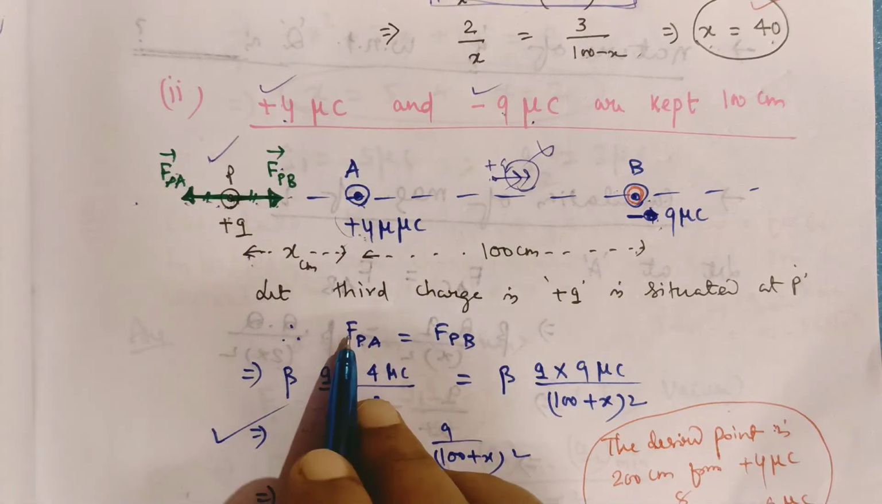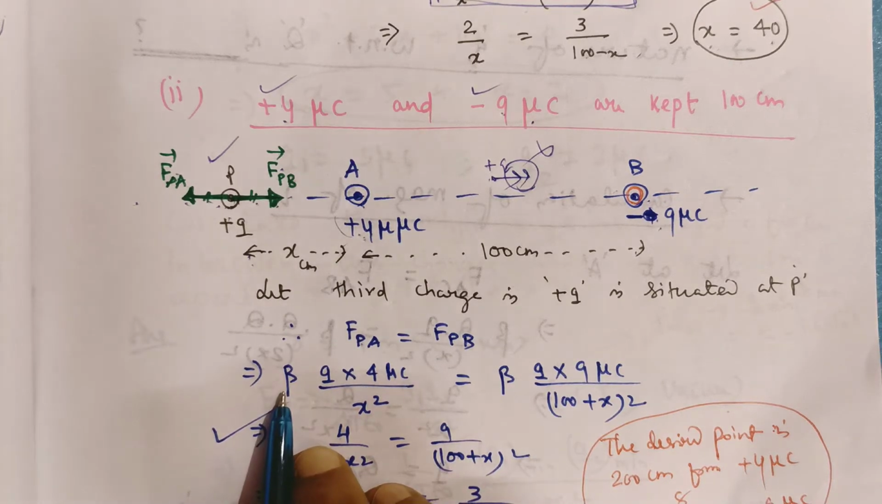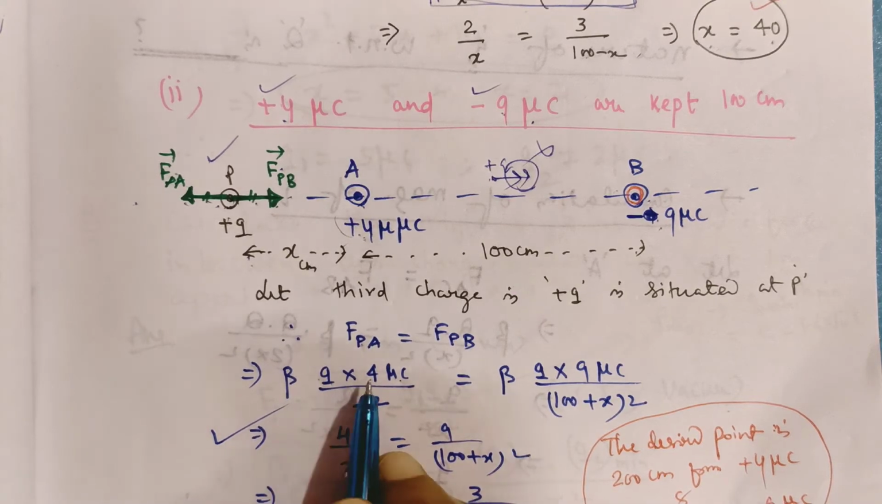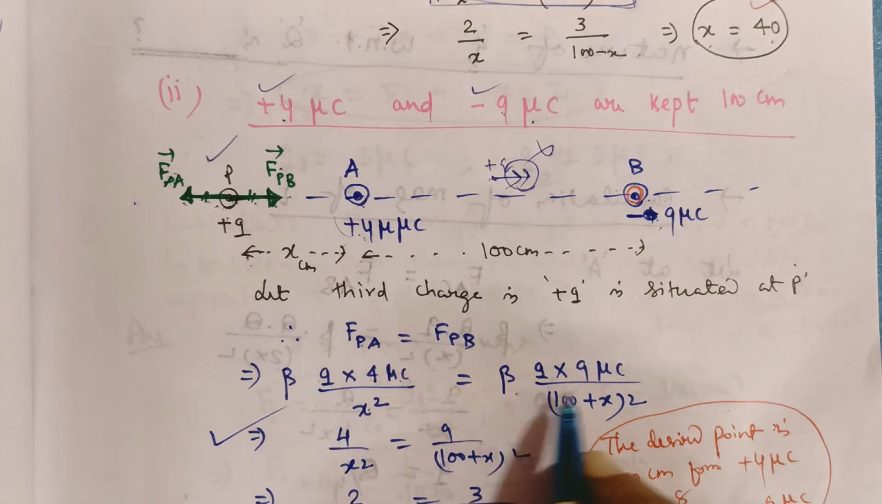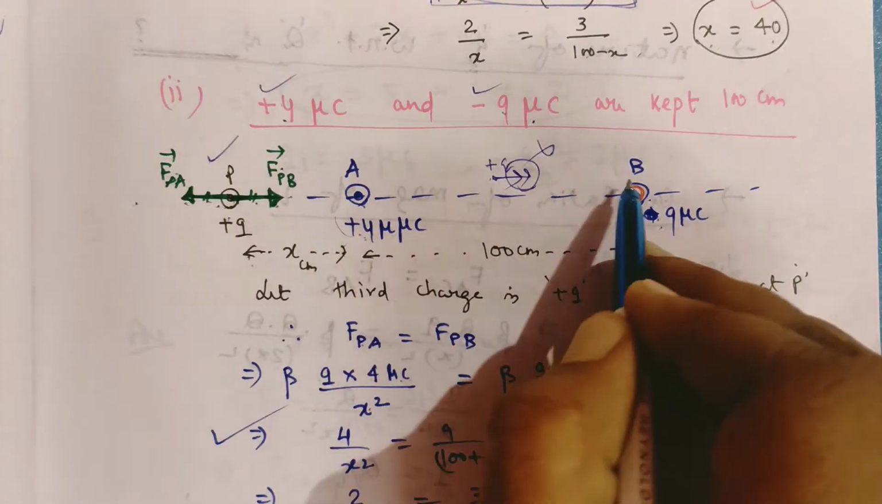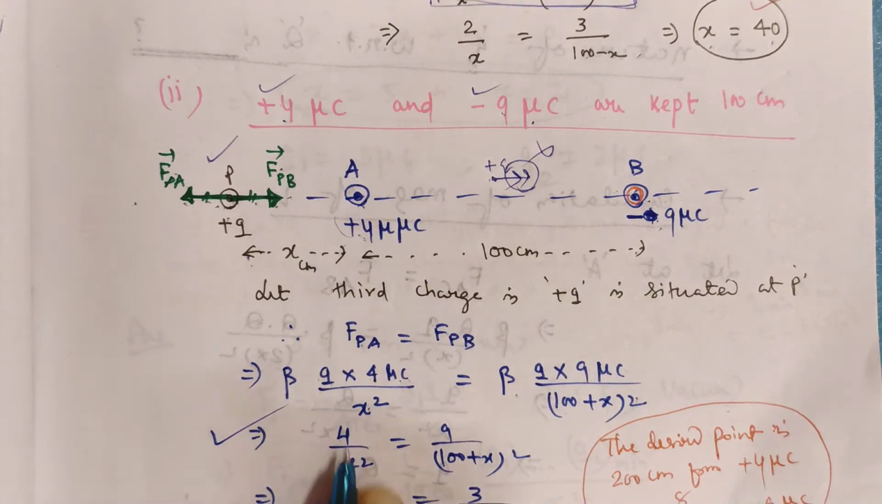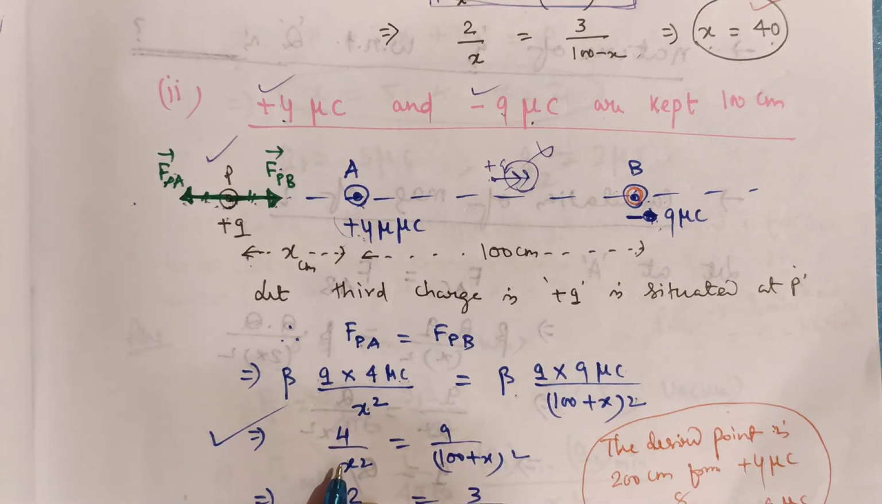I write here F_PA using Coulomb's force with proportionality constant beta: product of the two charges, q into 4, the third charge is q and the A charge is 4, divided by distance square. Similarly here, proportionality constant is beta, product of the two charges is q into 9 divided by distance square, (100 plus x) square. Then we proceed: 4 by x square equals 9 by (100 plus x) square. Again you see here, you can take the square root easily.